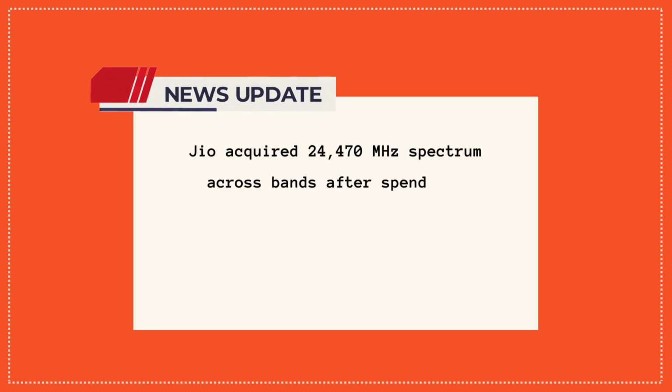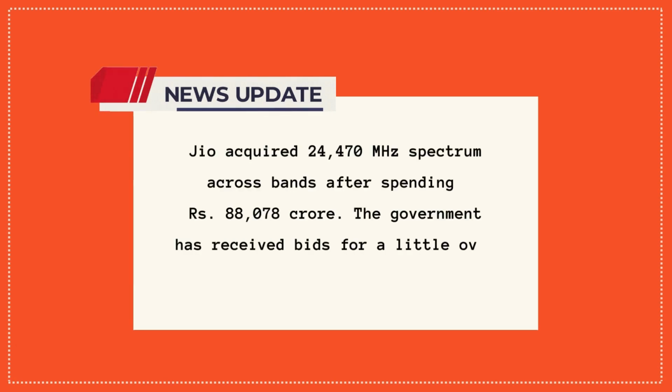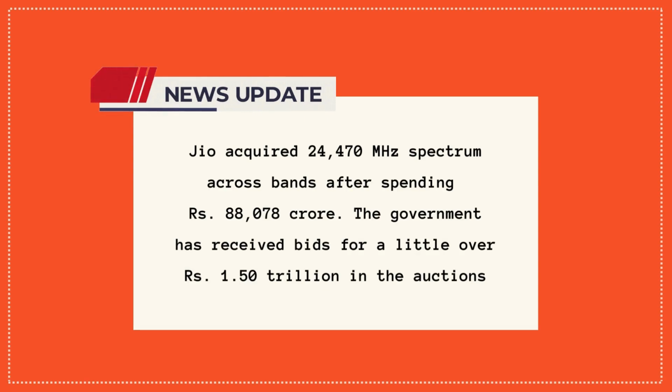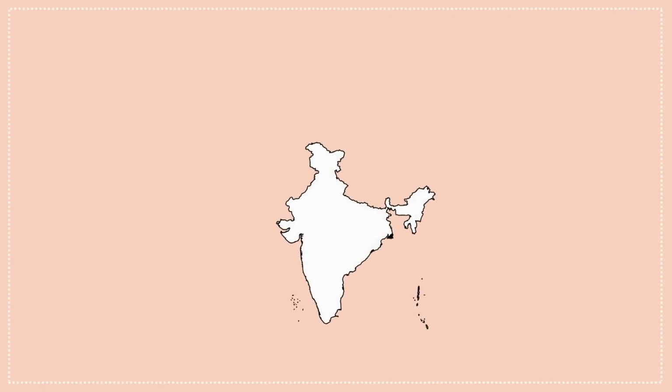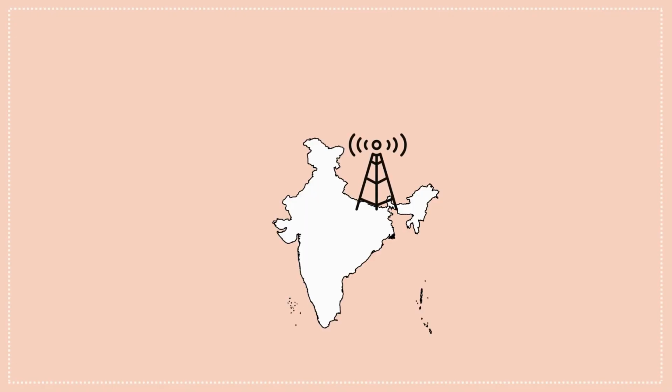One of the latest updates regarding the spectrum auction is that Jio acquired 24,470 MHz spectrum across bands after spending Rs 88,178 crore. The government has received bids for a little over Rs 1.50 trillion in the auctions. It is understood that India needs a thriving telecom industry to cater to its market of billion-plus users and catch up with countries like China and South Korea that already use super-fast 5G networks.